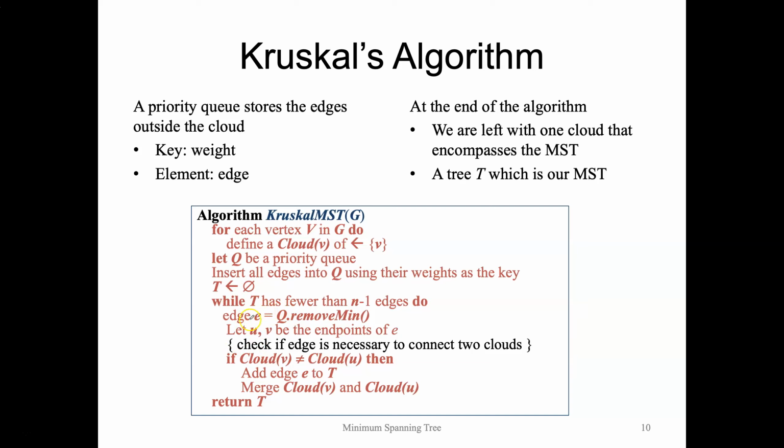Now, as long as this edge is necessary in the minimum spanning tree, meaning that it will connect two parts of the graph that were not previously connected, then it'll use this edge. If, however, the endpoints of the edge are already connected, then that edge isn't necessary. Now, in order to check if two vertices are connected, we check if they belong to the same cloud.